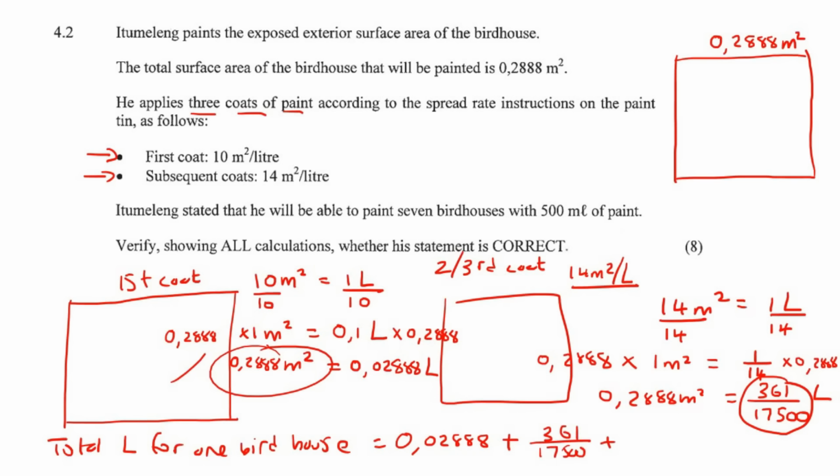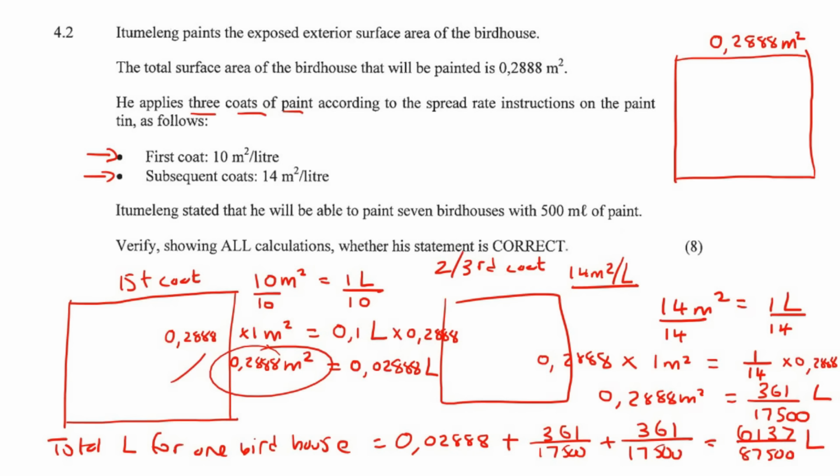And when you paint the third coat, you're going to do exactly the same. Let's put a bracket around all of that and work it out. I don't want to jump steps. I'm not going to round off just yet, because in maths, you only want to round off at the end. So that's 6137 over 87500 liters.